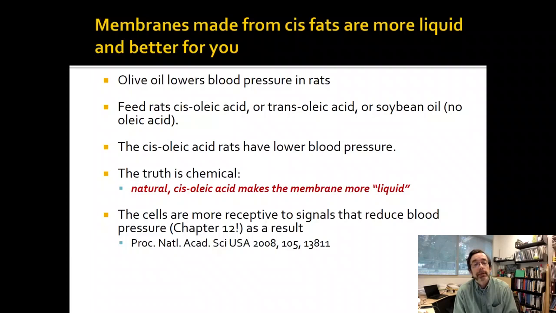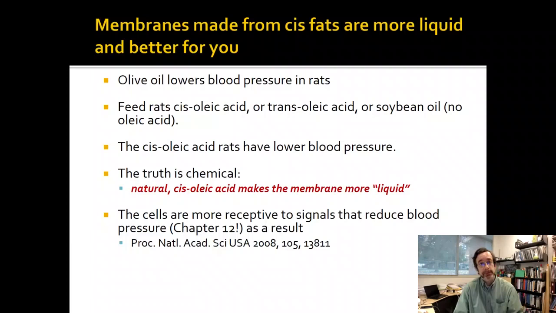So, for example, you're probably familiar with the kind of experiments where we feed rats olive oil and they have lower blood pressure. So they tested this, but instead of olive oil, they fed them different oleic acids, okay? They fed them cis oleic acid, trans oleic acid, or soybean oil, which has no oleic acid at all. And it turns out of these three possibilities, the cis oleic acid rats had lower blood pressure. And they looked at the chemistry of it, and they found that the cis oleic rats had more liquid membranes. They flowed more, they were able to respond to the environment better, and their receptors worked better. That's how much it matters.